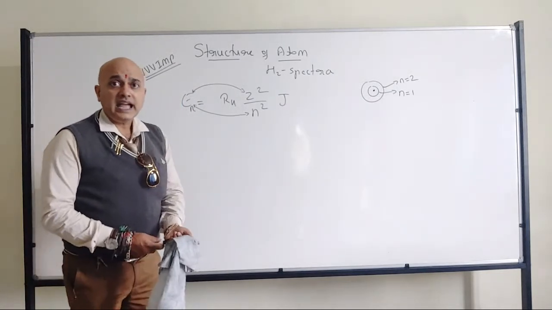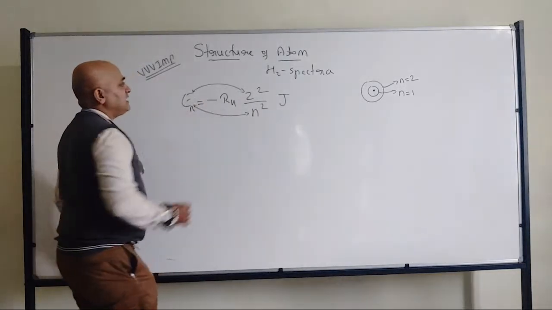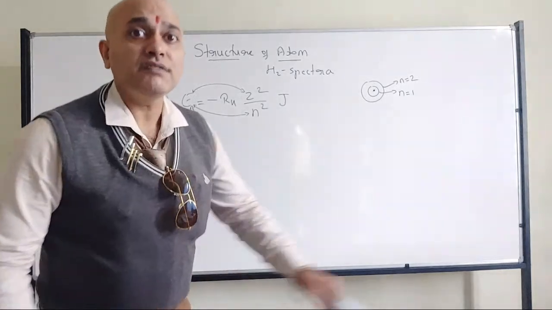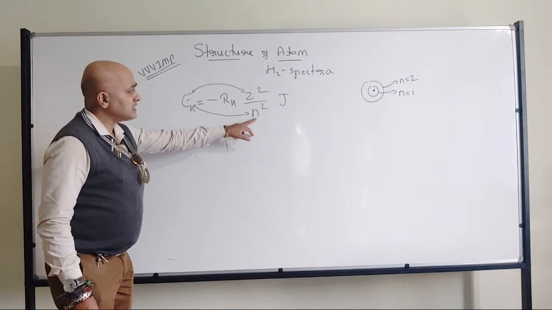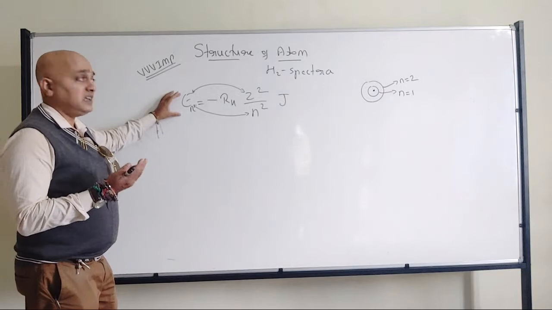Now, exactly the opposite will happen when we have the negative sign. Exactly the opposite will happen whenever we have the negative sign. So now, as there is an increase in the n value, the En value should also increase.